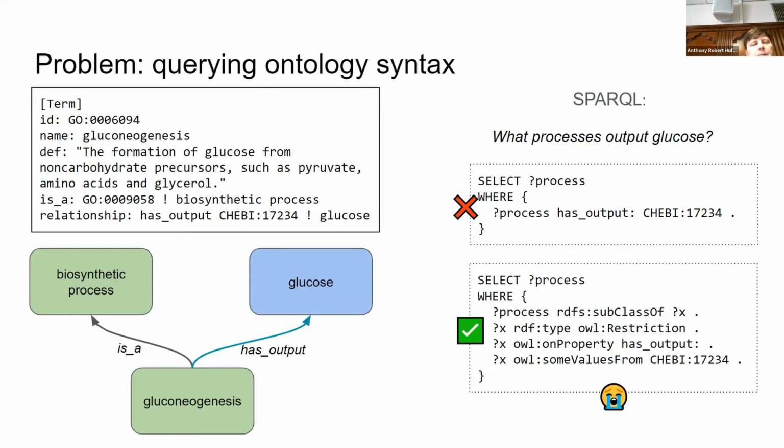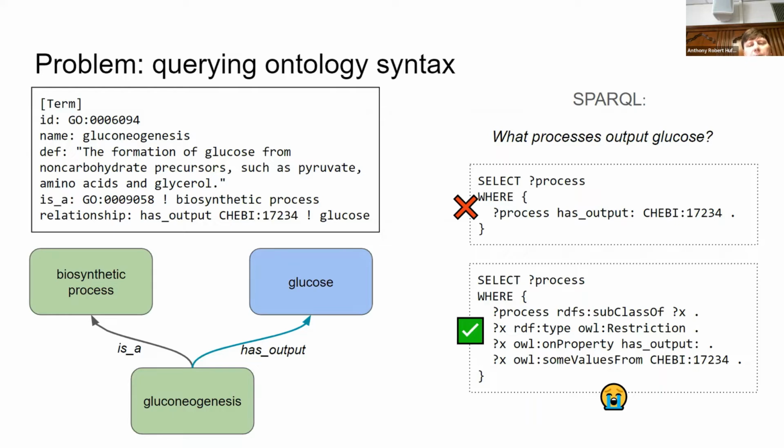SPARQL is a really great language for querying over graphs. You might think, if we have this merged ontology store, what processes output glucose? Maybe you would want to write it like this: there's some variable of a process and a has output relation to glucose, just the ChEBI ID. That might be the way it would be nice to write it. But in practice, it's not how it looks when you put OWL in RDF.